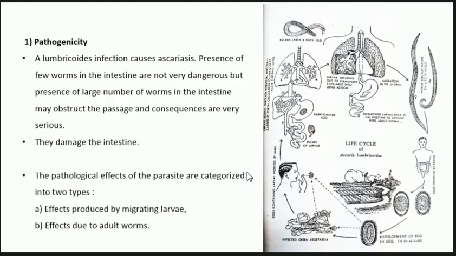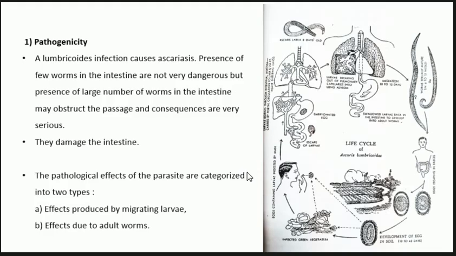Now in pathogenicity, what happens? The presence of a few worms in the intestine is not very dangerous, but the presence of a large number of worms can actually block the intestine, and the movement of food does not take place properly. This may cause harm to the human, and they may damage the intestine also.